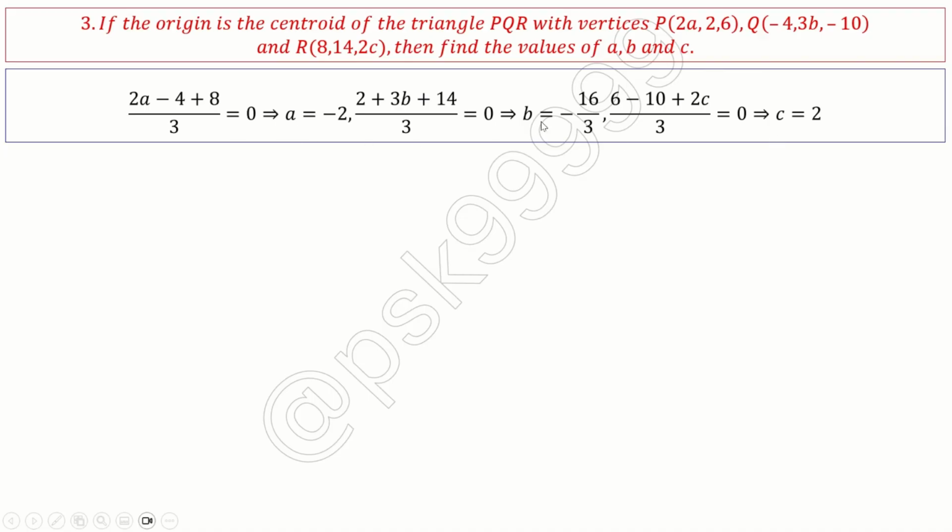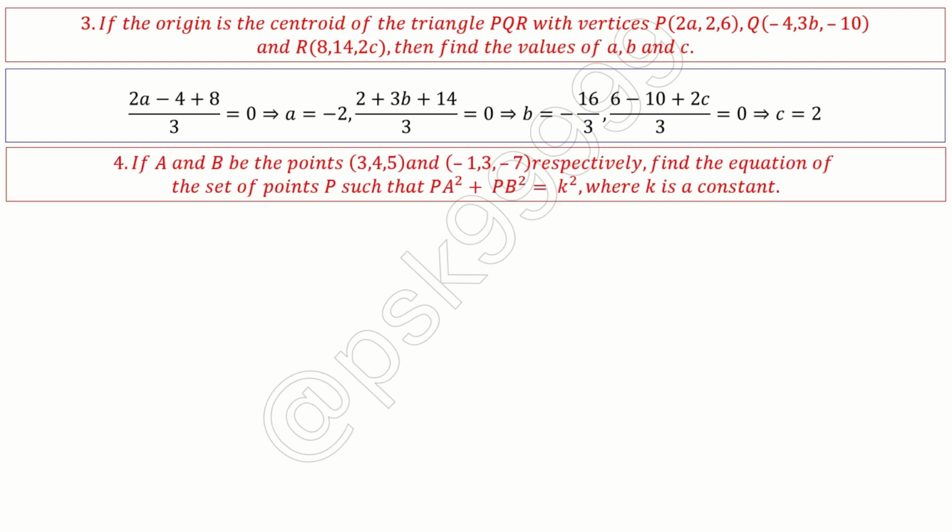a is minus 2. I didn't write b here, so let's calculate. 2 plus 3b plus 14 equals 0, because 3 will go to the other side. So 3b equals minus 16, which means b is minus 16 by 3. And c is 2. So these are the three values of a, b, c.